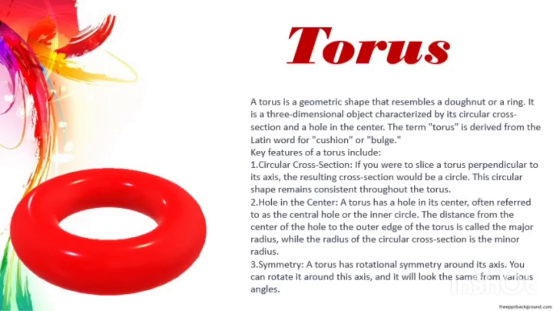Key features of a torus include circular cross-section. If you were to slice a torus perpendicular to its axis, the resulting cross-section would be a circle. This circular shape remains consistent throughout the torus. Hole in the center. A torus has a hole in its center, often referred to as the central hole or the inner circle. The distance from the center of the hole to the outer edge of the torus is called the major radius, while the radius of the circular cross-section is the minor radius.